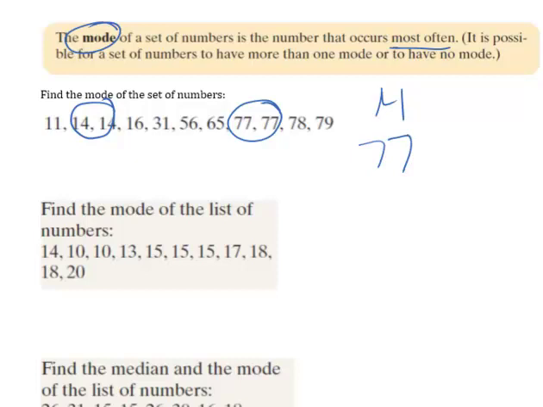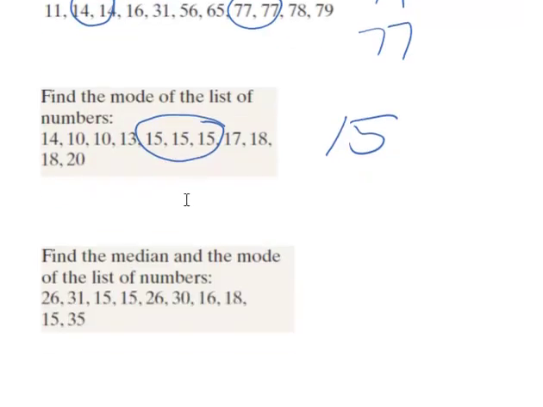In the next problem, it says find the mode of the list of numbers. So what's the number that occurs the most? The number that actually occurs the most is 15. Now you might say, well, 10 occurs twice, but remember, we're looking for the number that occurs the most, and 15 occurs the most.